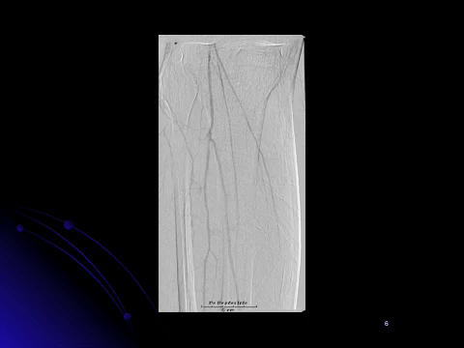The anterior tibial artery is occluded through its course. The tibial peroneal trunk is unremarkable. The peroneal artery, although small, is continuous. The posterior tibial artery is continuous and crosses into the foot, providing all flow to the foot and collaterals to the dorsalis pedis.